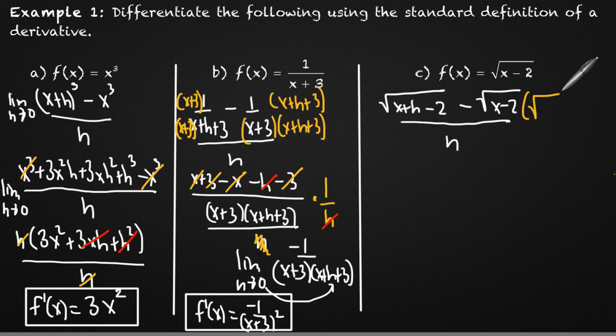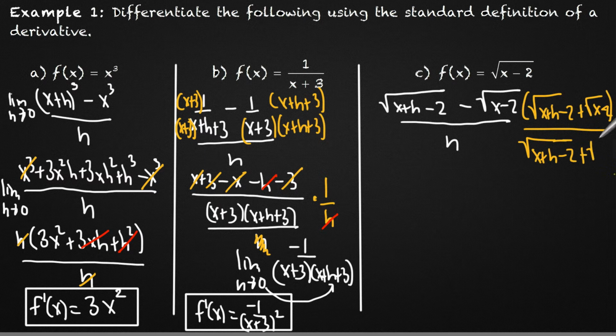So we're going to multiply by square root of x plus h minus 2 plus square root of x minus 2, and we're going to do that top and bottom. When we FOIL this, the root times the root is going to give us x plus h minus 2. And then this negative root and that positive root are going to get rid of the root, and that's going to leave us with negative parentheses x minus 2.